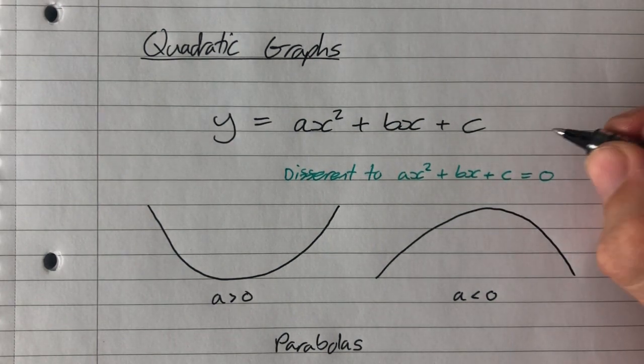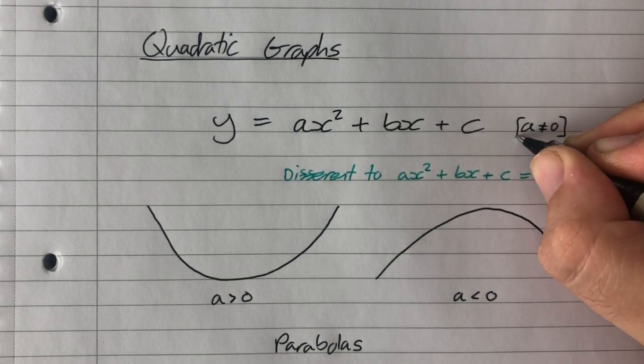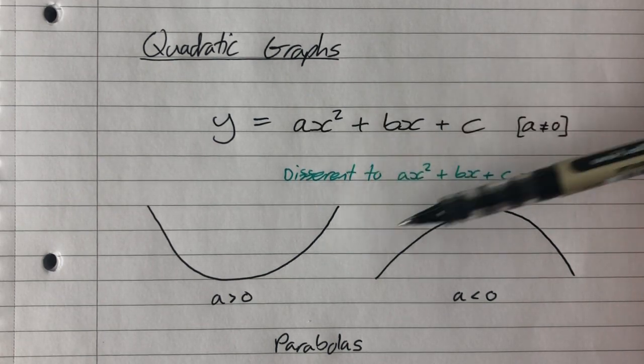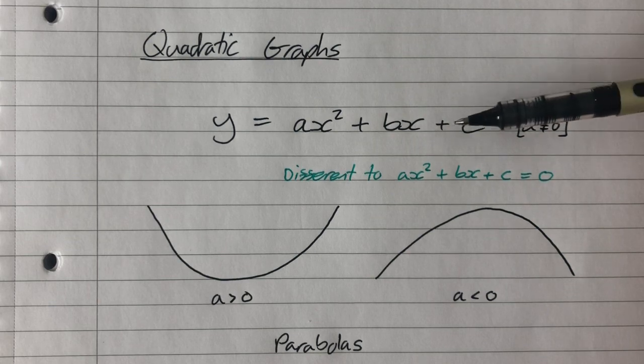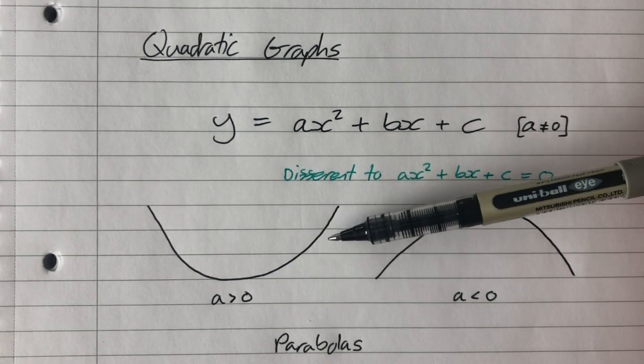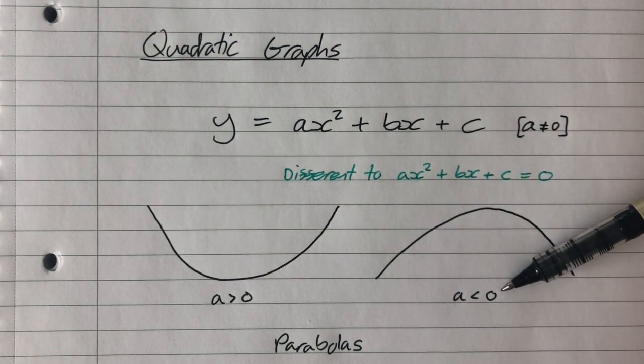A cannot be 0. Maybe I should put that as a little note up here. It cannot be 0, because if it was, it wouldn't be a quadratic equation. It would be, at best, a linear. We are under the assumption that a is not 0. So it's either positive, which gives you a positive parabola, or it's negative, and it gives you a negative parabola.